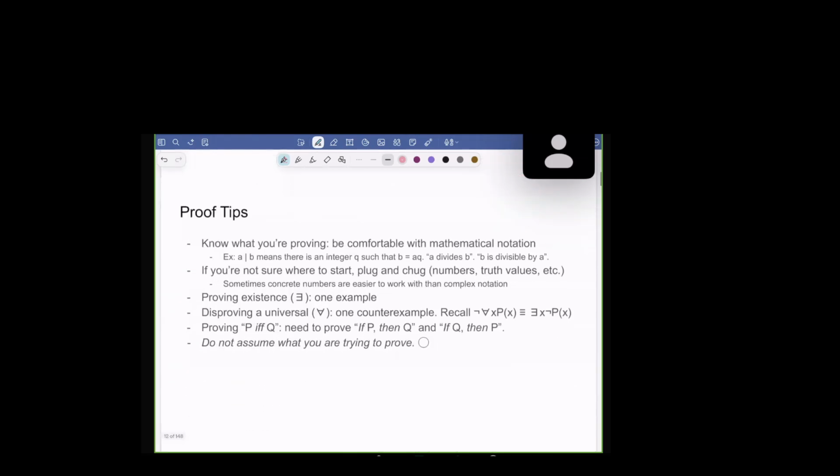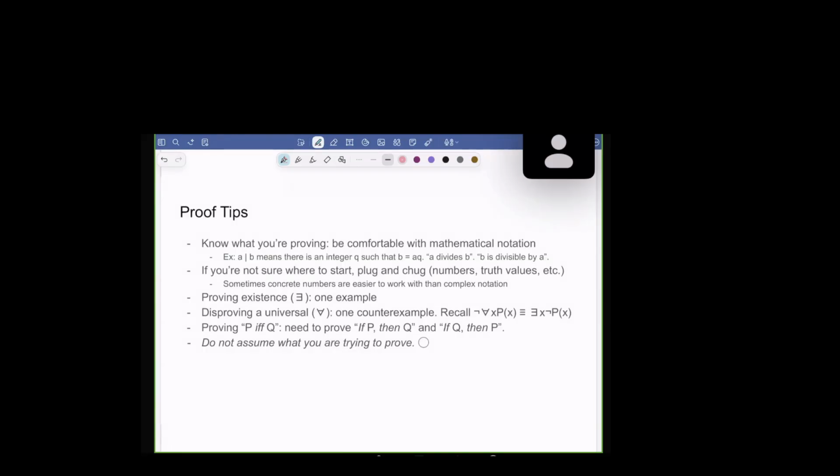Here's some general tips. Know what you're proving, be comfortable with mathematical notation. This notation just means that there is an integer q such that b equals aq, aka a divides b. If you're not sure where to start, just plug and chug. Start with simple examples, numbers, truth values. And proving existence, you just need to prove one example. And if they ask you to disprove a universal, just one counterexample, right? Because that would violate the universal.